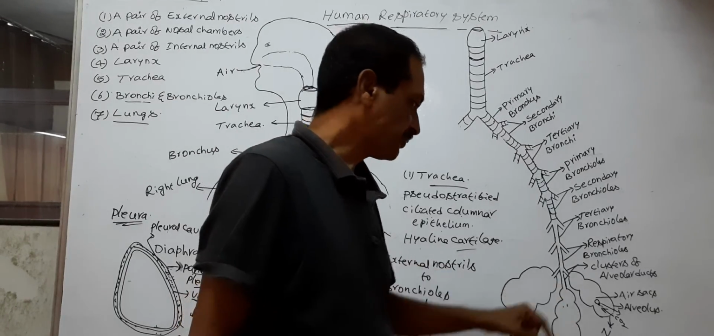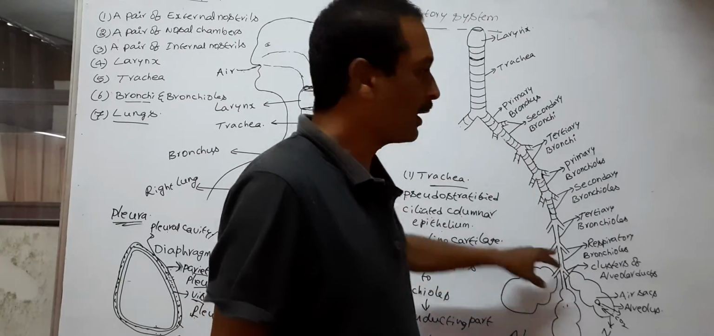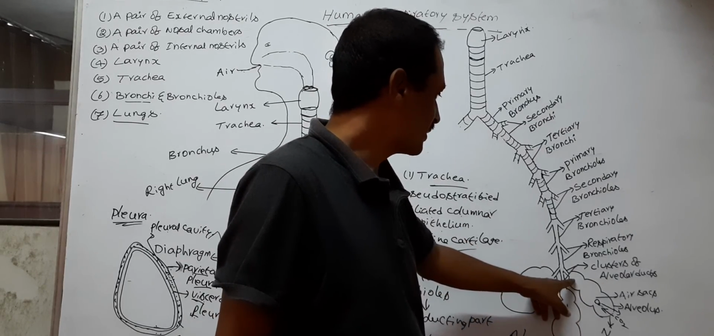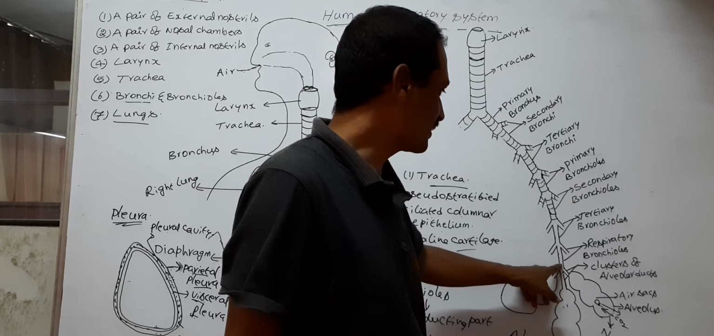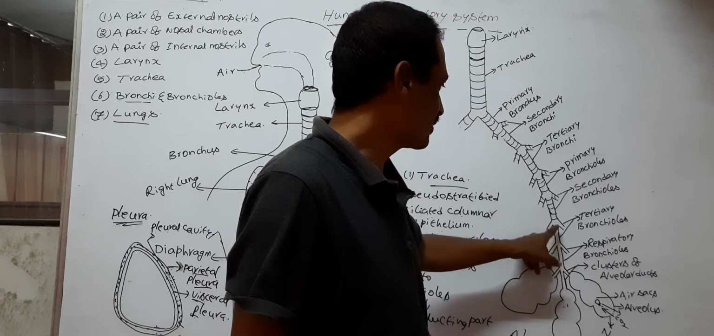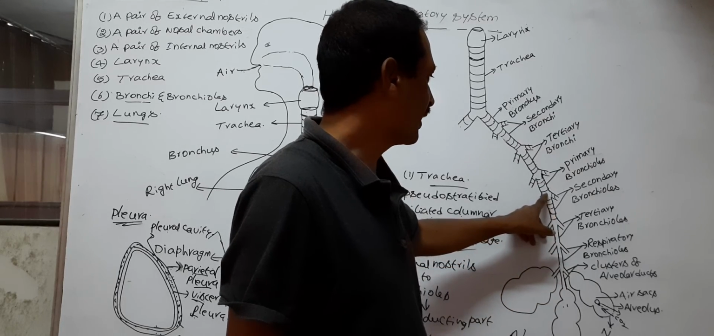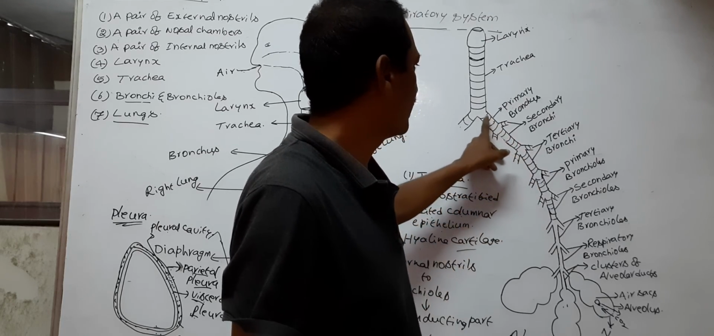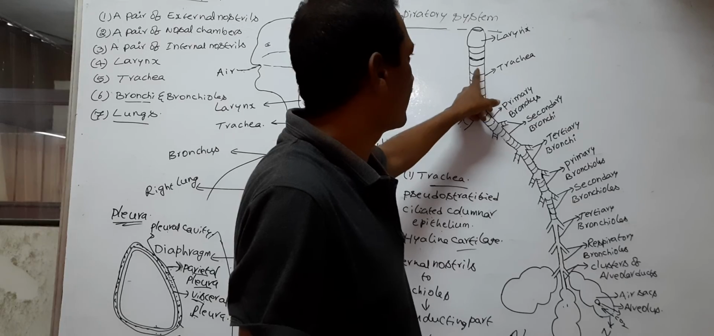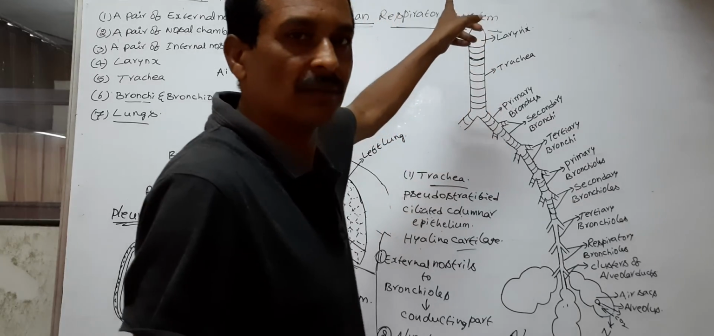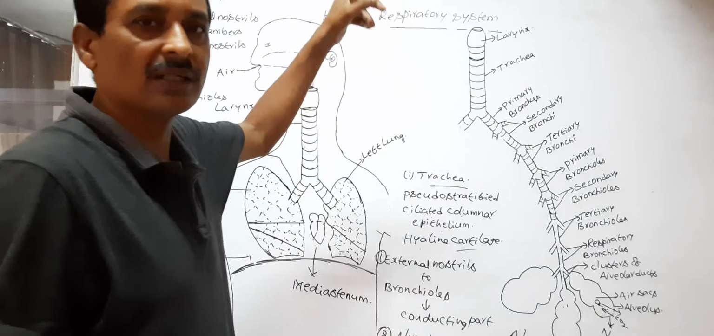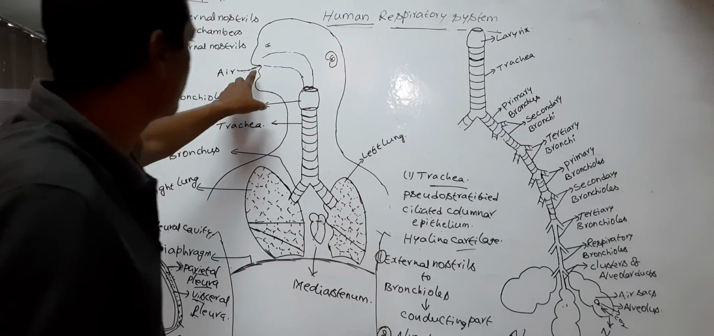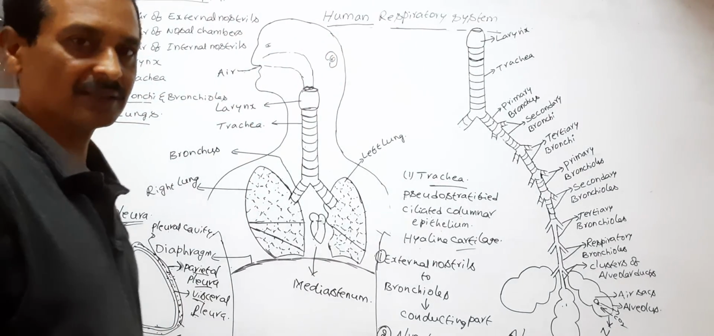Next, the air from the lungs passes out through air sacs, clusters of alveolar ducts, respiratory bronchioles, tertiary bronchioles, secondary bronchioles, primary bronchioles, tertiary bronchi, secondary bronchi, primary bronchus, trachea, larynx, pharynx, internal nostrils, nasal chambers, and finally is released into the atmosphere through the external nostrils.